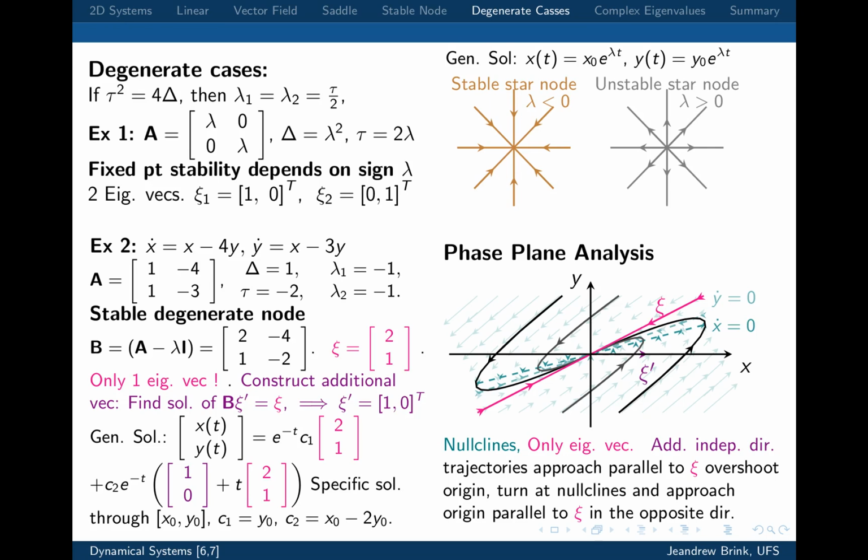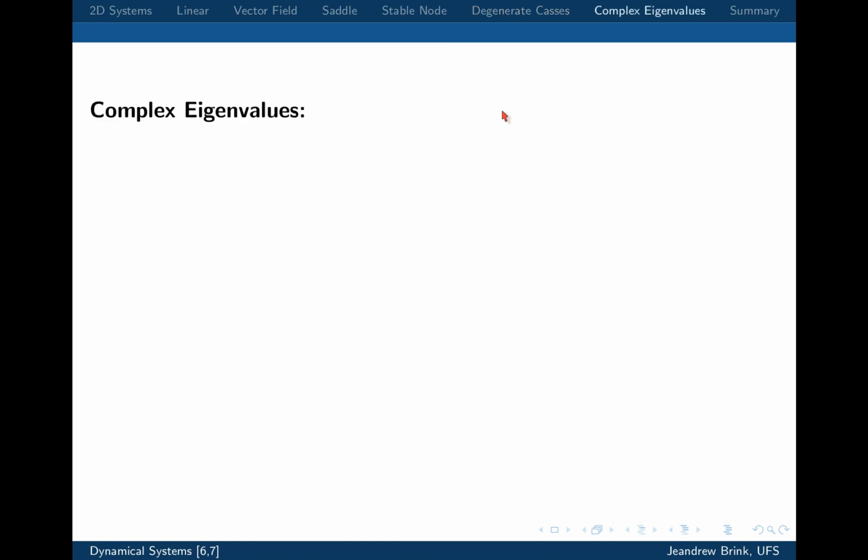Now comes the interesting thing. What happens when the thing under that square root goes negative? You get a very different state. In fact, when the thing under the square root goes negative, you have complex eigenvalues, right?